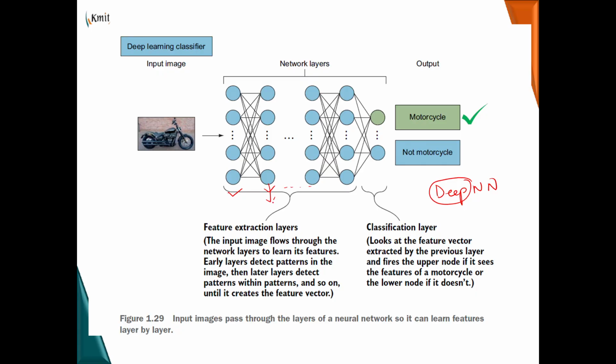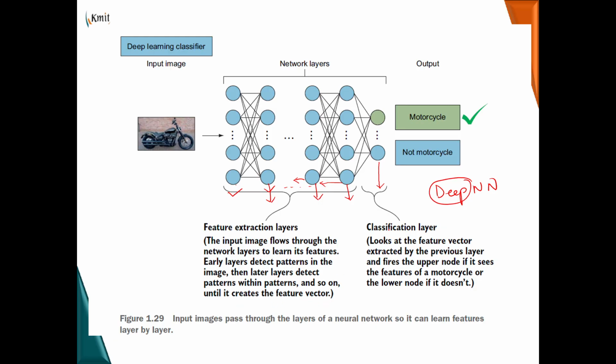So this second layer will try to learn the features extracted from the first. This layer will try to learn the features extracted from the previous layer, and this layer tries to learn the features extracted from the previous layer. This output layer is called the classification layer, which will classify the given image as a motorcycle or not a motorcycle based on all the features extracted by the previous layers. You can see here the input image flows through the network layers to learn its features. Early layers detect patterns in the image, then later layers detect patterns within the patterns, and so on until it creates the feature vector.